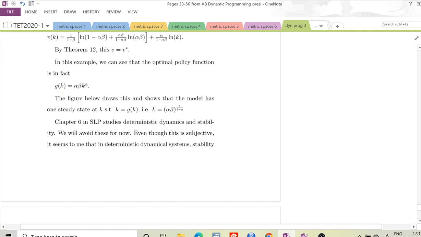I don't do discrete dynamics here in the deterministic case. We'll do some in the stochastic case. But if you do discrete dynamics here, you'll see that in this optimal growth model, the capital stock will converge to a steady state. And you can look at the figure that I've drawn for this.